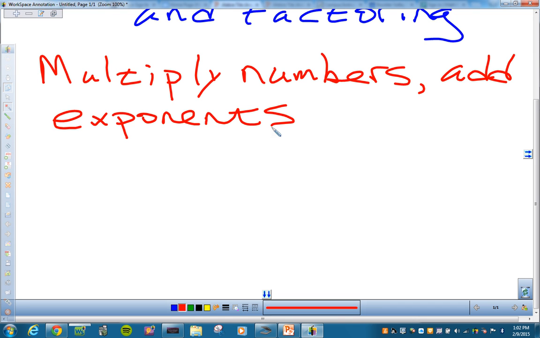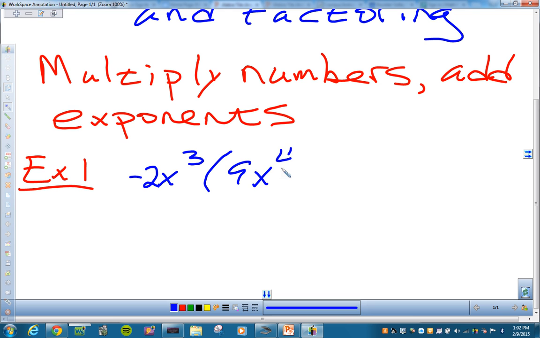So here's the first example. Connor, please don't talk when I'm talking. So example 1, we have negative x cubed. Actually, I'm going to make it negative 2x cubed, times 9x to the 4 minus 2x cubed plus 7. Multiply numbers with exponents.